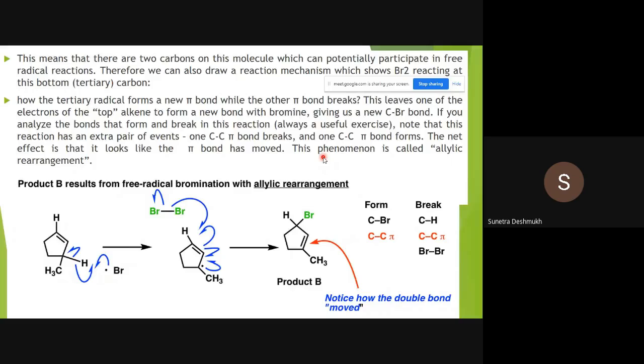So how the carbon-carbon double bond shifts its position, and what is the effect of that rearrangement, that is allylic rearrangement, and how we get these rearrangements, how we get the more stable product. But still the question is unanswered: why is product B more stable?